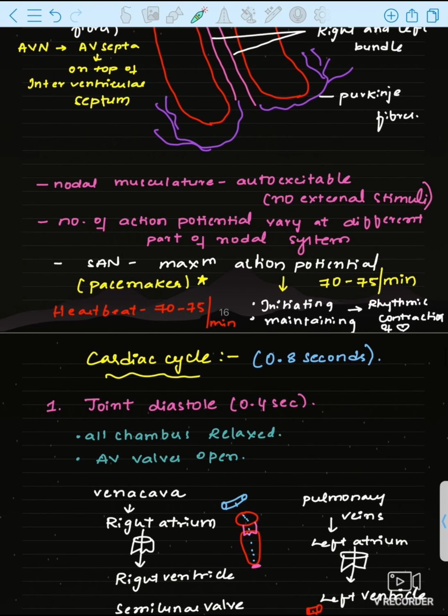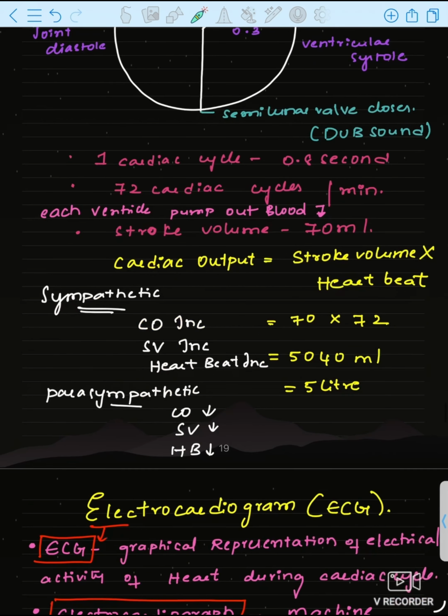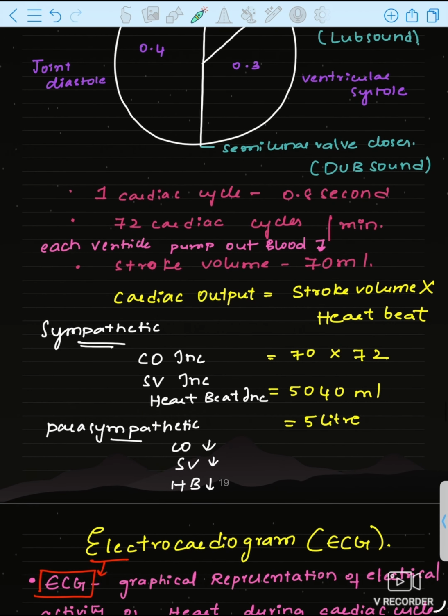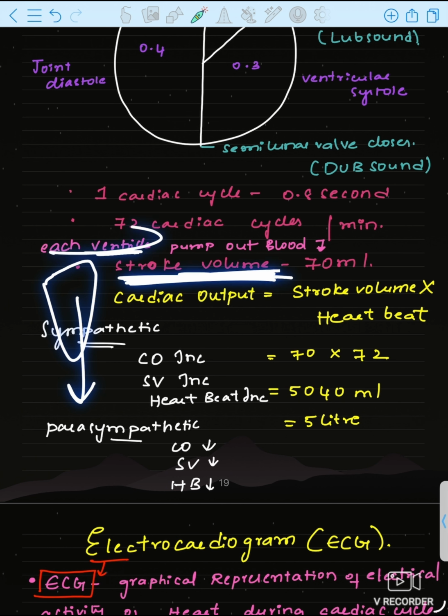See, 70 to 75 per minute, but on average 72. What is stroke volume? Each ventricle is there, no? Each ventricle will pump out blood during one cycle. That is called stroke volume. Each ventricle, remember, that is 70 ml.